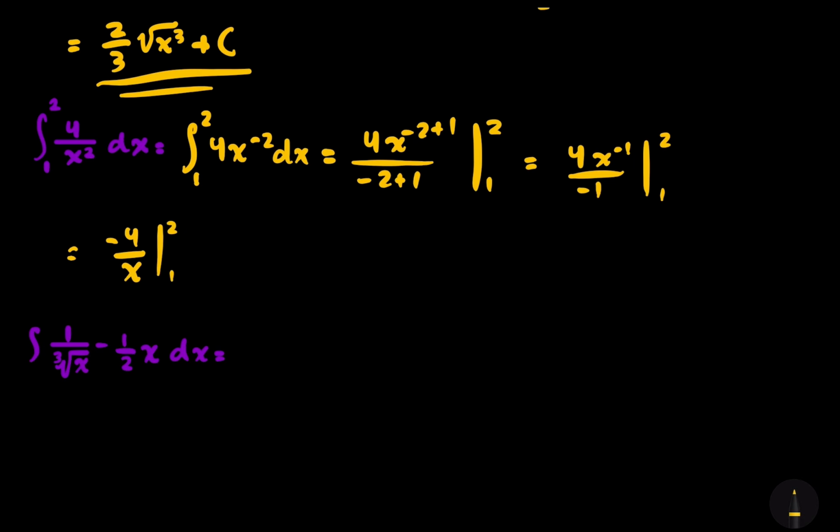And keep in mind, if you would like to, you can go ahead and differentiate this, and you'll see that this does actually work. We do end up with 4 over x squared. And when we're taking a definite integral, we don't really need to add the plus c.